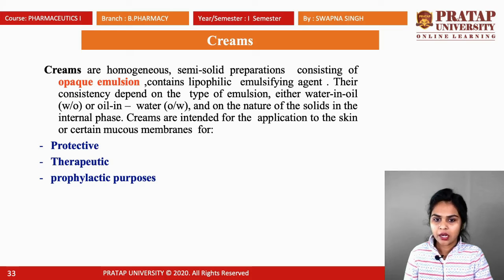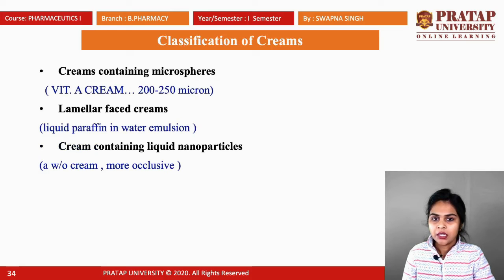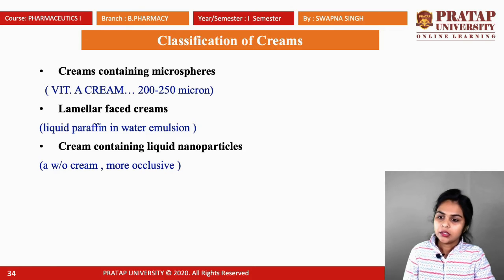Creams are intended for application to the skin or certain mucous membranes for a protective nature, for therapeutic purposes, or for prophylactic purposes. Creams are classified into 3 categories. First, cream containing microspheres, like vitamin A cream, which has 200 to 250 micron microspheres. Second is lamellar phased creams, like liquid paraffin in water emulsion. Third is cream containing liquid nanoparticles, such as W/O cream, which is more occlusive.